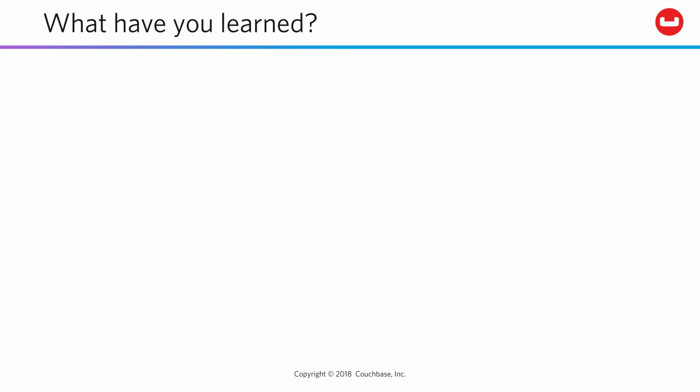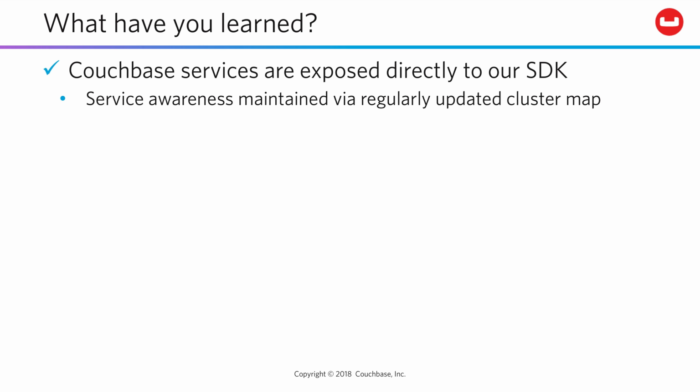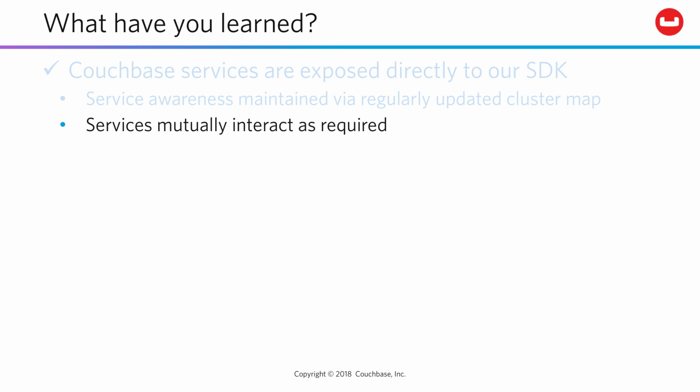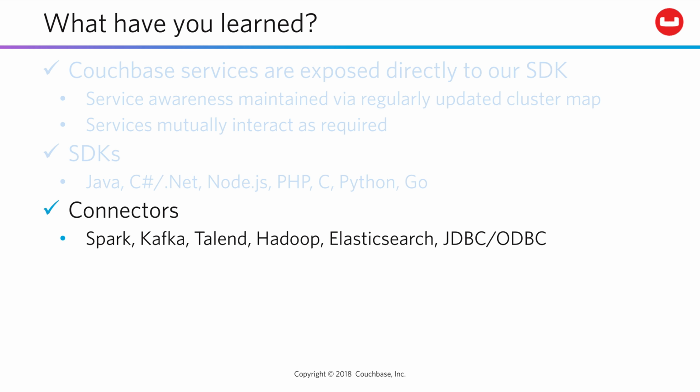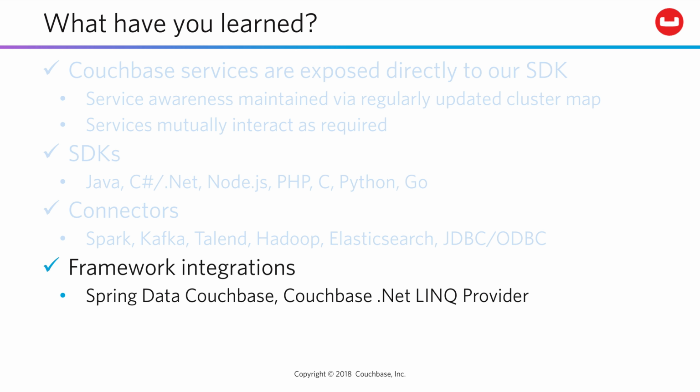So what have we learned? Your applications will connect directly to Couchbase services, wherever they may be in your cluster, via SDK. Your application will have continual awareness of the shape of your cluster via the cluster map. In turn, the services mutually interact as required. We directly support SDKs for 7 major languages, with even more supported in our open source communities. And we directly support connectors for all the major players in the big data ecosystem. Last, we also directly support framework integrations for Spring and .NET.